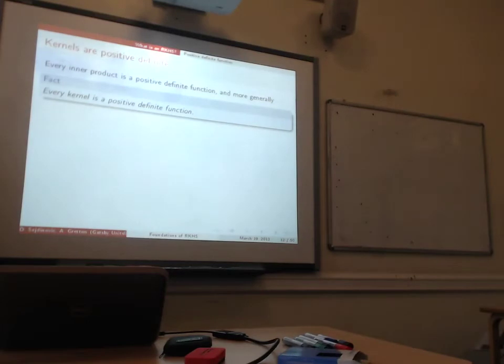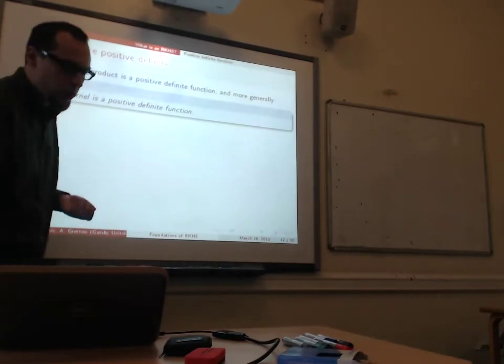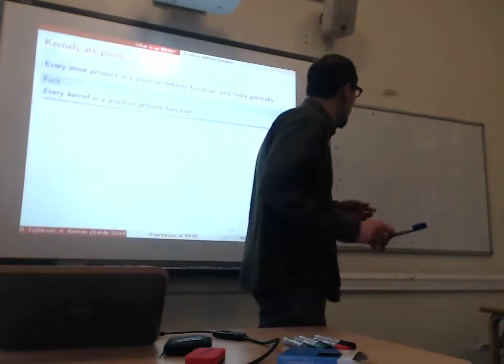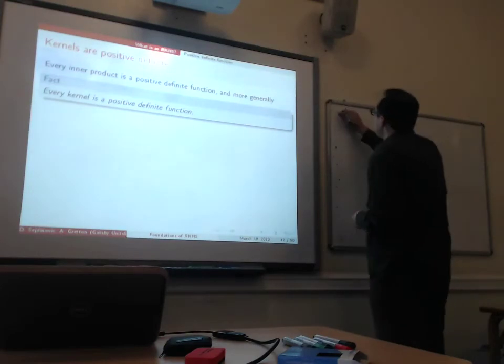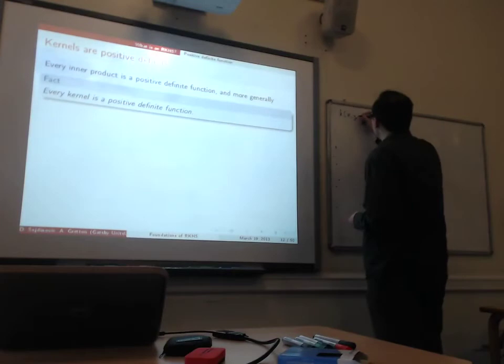And so one can easily show that every inner product function is a positive definite function. And more generally, every kernel is a positive definite function. So this is a very easy proof. Maybe we can do that quickly. So let us assume that I have a kernel. So what does that mean? That means that I can represent that function as an inner product in some feature space.